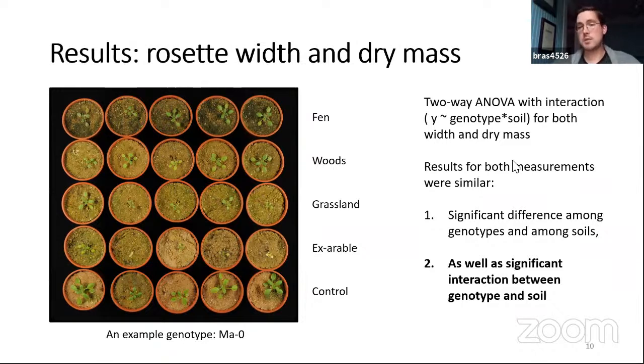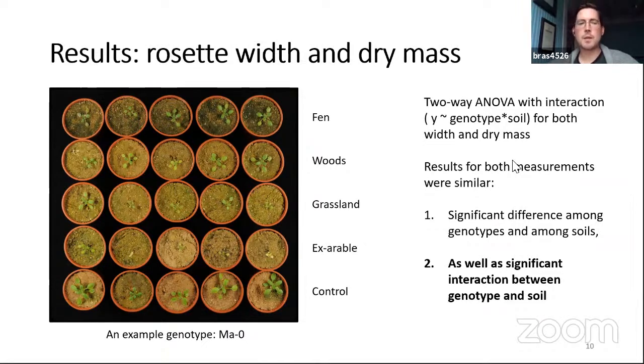If we look at the results, we found significant differences among genotypes and among soils, meaning that genotypes had different widths, which isn't particularly interesting, because going into that, we knew the genotypes had slightly different morphologies. It's great to see that there was a difference among soils, meaning that the width depended on what soil it grew on. And then even more importantly, there was a significant interaction between genotype and soil.